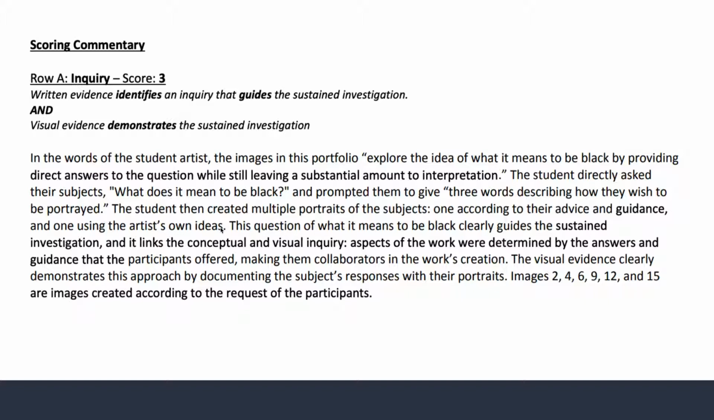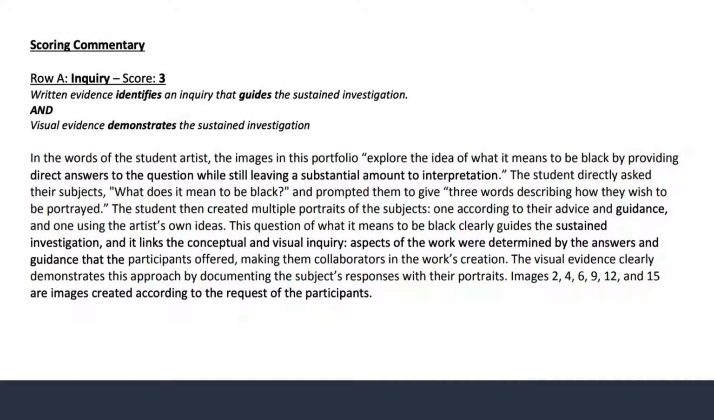They're looking at how the student was showing inquiry. So how was the student asking questions, researching, and digging into it. An example is they were approaching how they did the portrait of a subject in 2 different ways. This question of what it means to be Black clearly guides the sustained investigation, and it links the conceptual and visual inquiry. Aspects of the work were determined by the answers and guidance that the participants offered, making them collaborators in the work's creation.